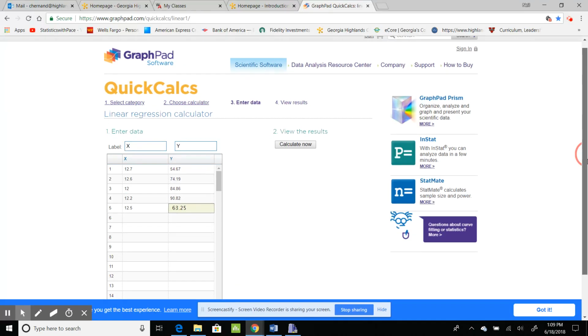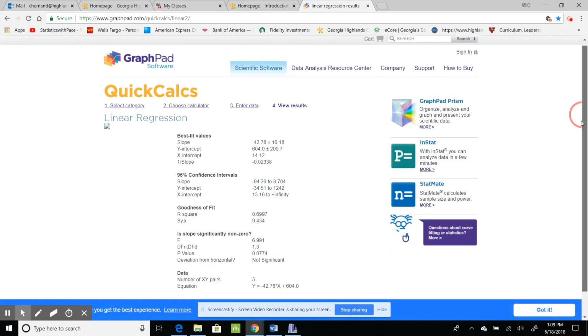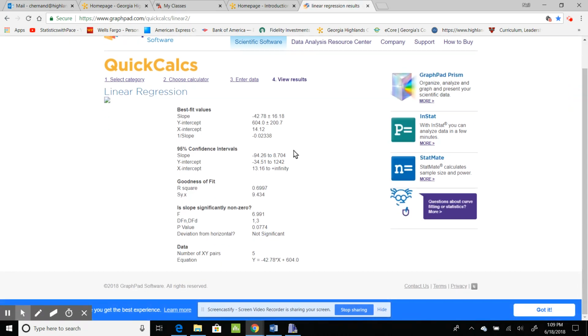So if I look here on the GraphPad software that I have linked in the PowerPoint, I have my data already put in, my X's and my Y's. And if I hit calculate now, it gives me everything that I need.